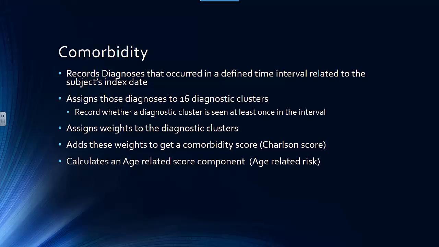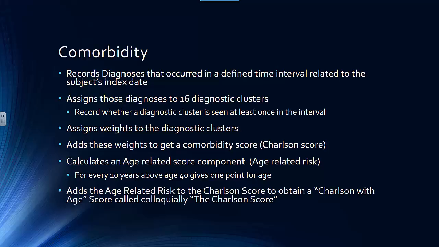It then calculates an age-related score component, which is identified in our application as an age-related risk. For every 10 years above age 40, it gives 1 point for age. It then adds the age-related risk to the Charlson score to obtain what we call in the application a Charlson with age score, which is called colloquially in the real world the Charlson score.